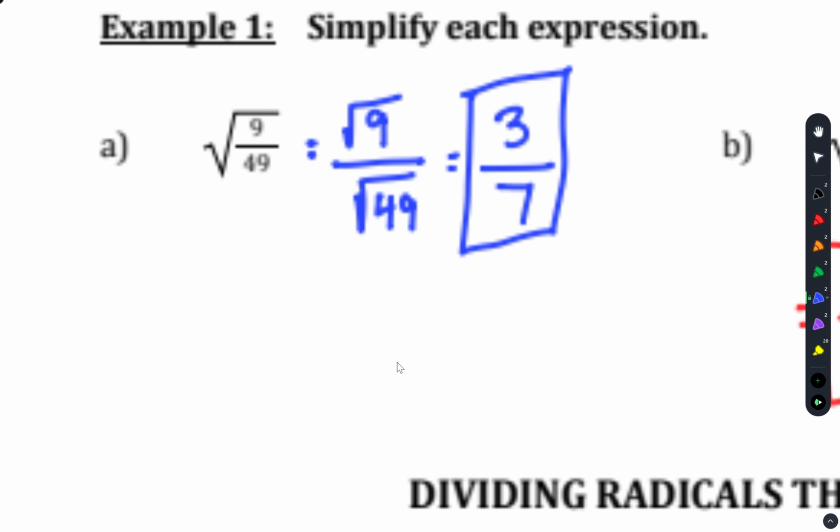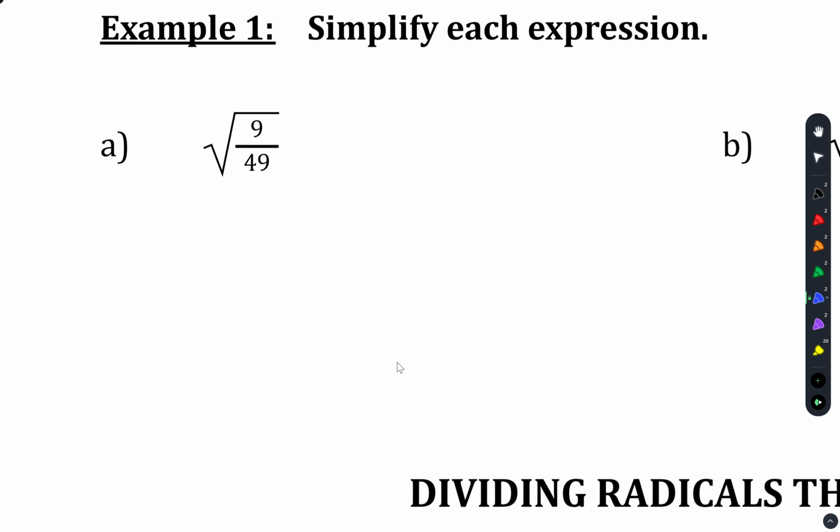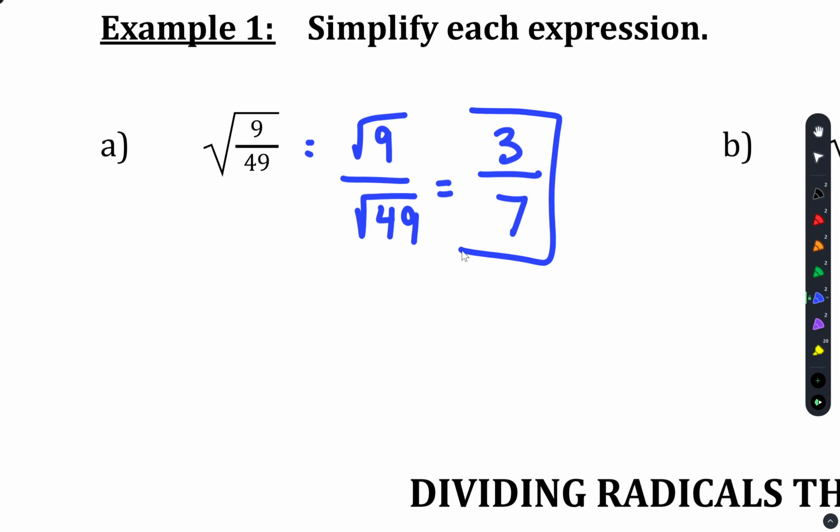If I take a look at letter A, there it is. I know that this fraction cannot be simplified the way that it is. 9 and 49 do not simplify, but I can rewrite it as the square root of 9 over the square root of 49. Both of those numbers now by themselves are easy for me to square root. The square root of 9 we know is 3, and the square root of 49 we know is 7. So 3 over 7 would be our final answer there. Any questions on that?